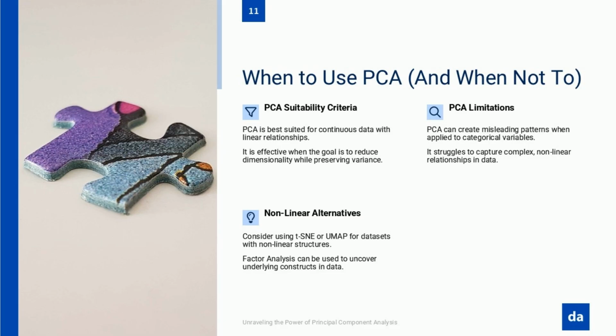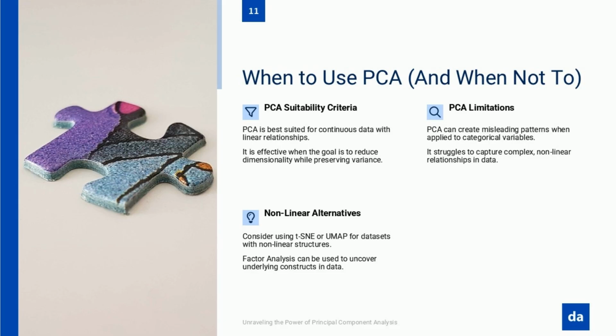For datasets with complex nonlinear structures, methods like t-SNE, t-distributed stochastic neighbor embedding, and UMAP, uniform manifold approximation and projection, excel at preserving local neighborhood relationships and revealing clusters that PCA might miss entirely. These techniques prioritize keeping similar data points close together in the reduced space, making them particularly valuable for visualization and cluster identification.